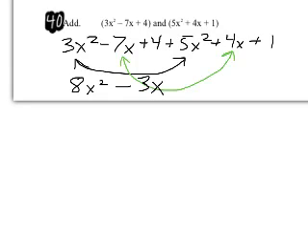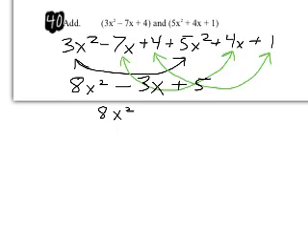Then our last two to combine will be the constants, the numbers 4 and 1. So it's plus 5. So our answer is 8x squared minus 3x plus 5. Notice we didn't add any exponents there. The exponents stay the same. We're not multiplying or dividing.